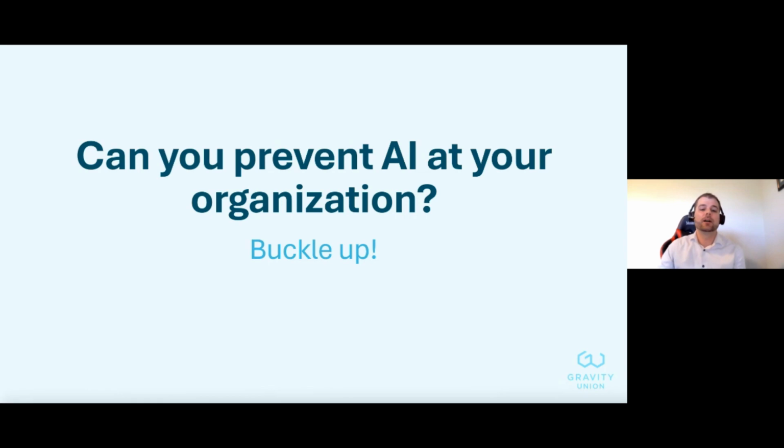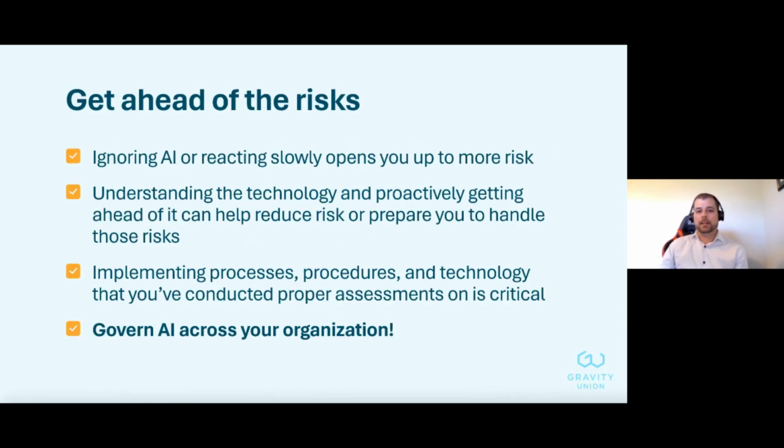So really, if you're ignoring AI or reacting really slowly, it is going to open you up to more risk. It is going to open you up to your employees going outside the organization in order to leverage that technology that they know can help them and make their lives easier, right? So generally, we would say it's better to understand the technology and proactively get ahead of it. It's going to help you reduce any risks, or at least prepare you to better handle, manage and mitigate the risks that are coming up.